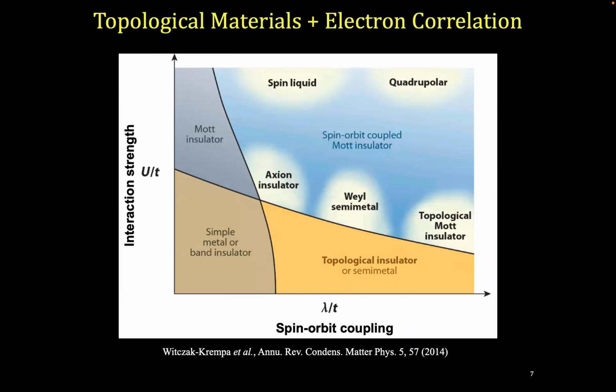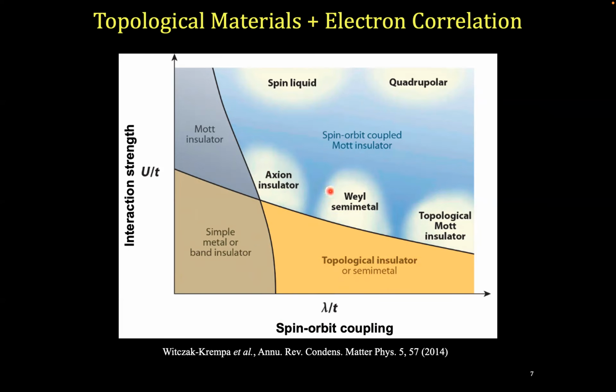There is another motivation from the theoretical point of view, which is summarized in this paper. Here you can tune the strength of the topology by tuning the spin-orbit coupling, and here you can also tune the correlation strength. This is for some kind of Hubbard model, yes? Yes, right. So you can see that there's a possibility that you can create some kind of exotic phase if you combine these two in the same system.